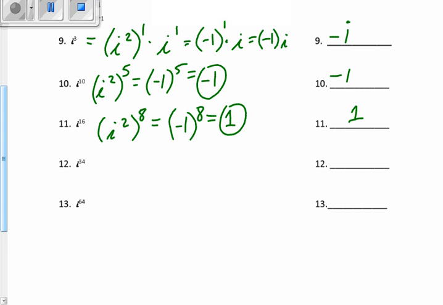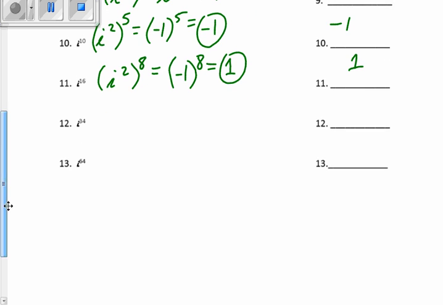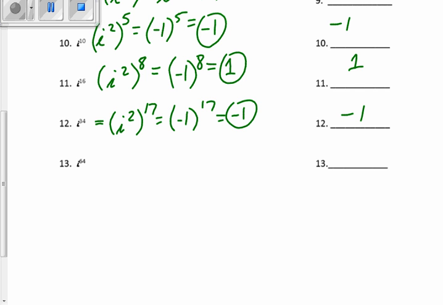i to the 34th. i squared to the 17th. -1 to the 17th, which is -1. i to the 64th. How many i squareds can I divide out? 32. And -1 to the 32nd power equals 1.